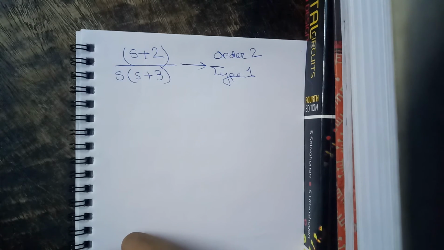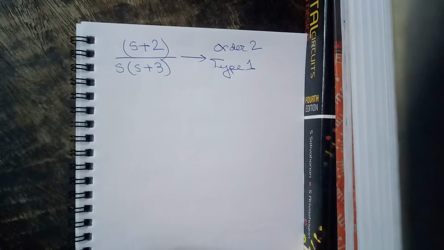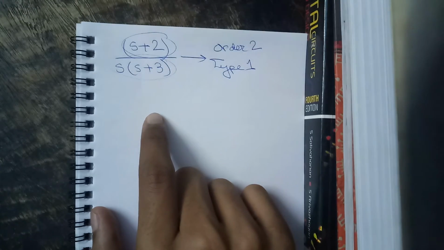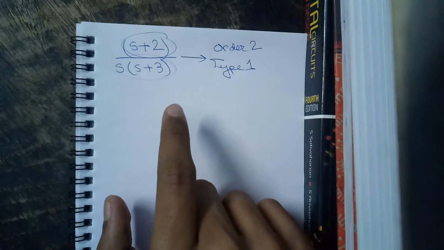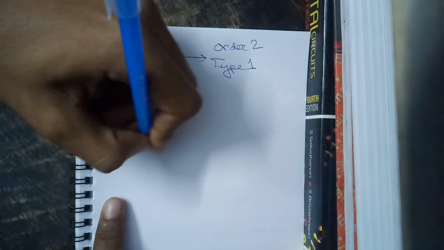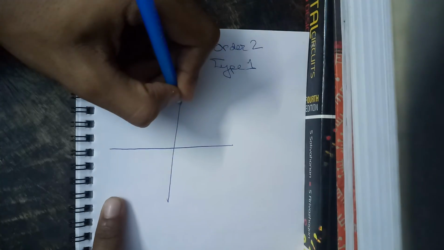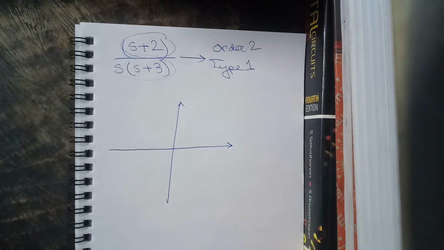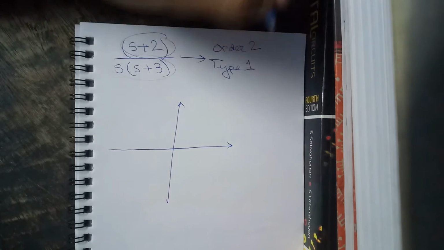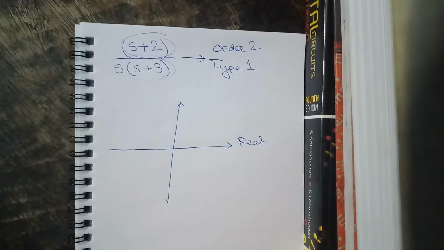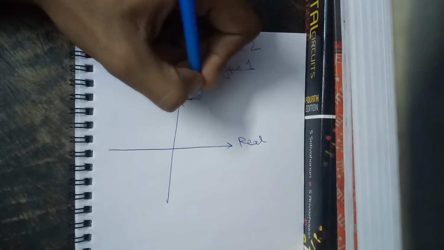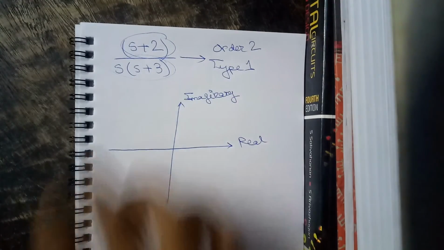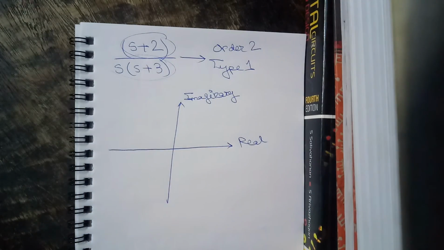Now we need to know how to do a pole zero plot. We know that this whole thing is known as zero, and these are known as poles. We need to plot these in a plane, which is called the real and imaginary plane. This plane is usually known as the PZ plane. There is the real axis and this is the imaginary axis.